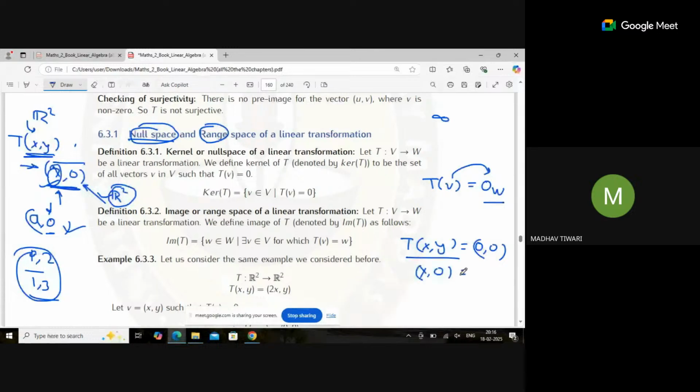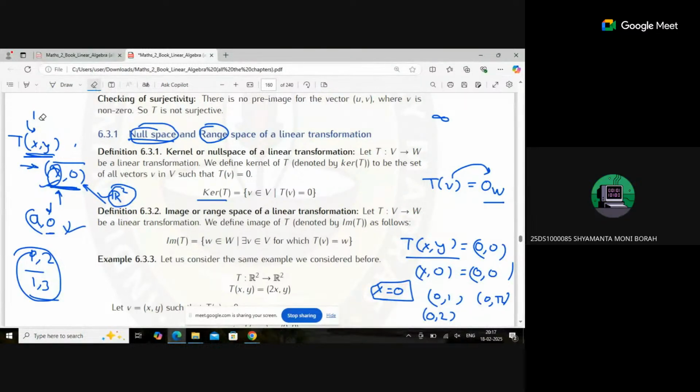So all the vectors in which the x component is 0 belong to the null space, or the kernel. So (0, 1) is inside the kernel or null space, (0, 2) is also, and (0, pi) is also inside the null space. Is that clear? Sir, can you explain this once again? Yes.